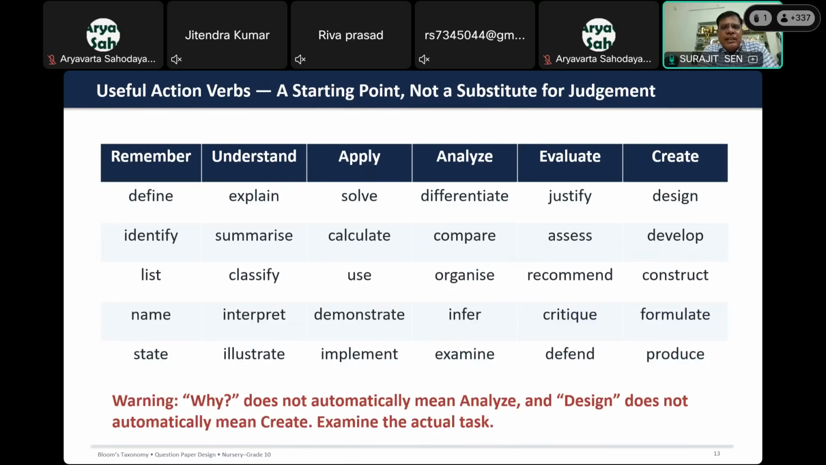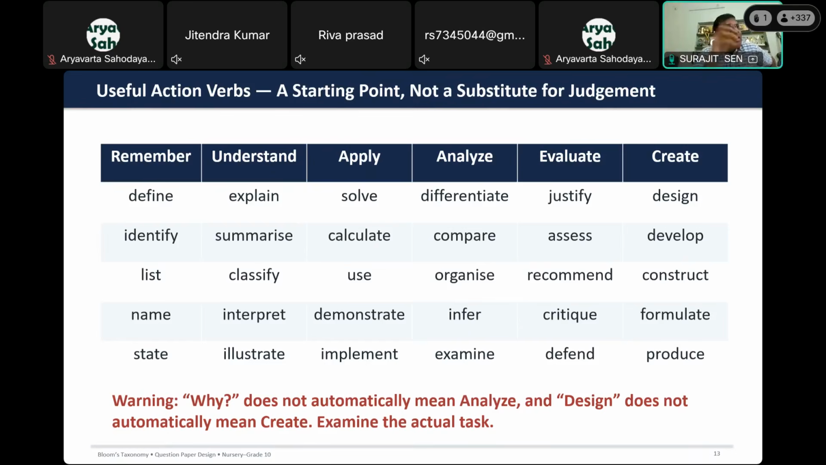Some of the verbs are a starting point, not a substitute. It's just a starting point whenever you start the question. Like remember: if you want to go for the remembering part, you can ask define this, identify this, or make a list of this. If you want to go for understanding, you can ask the student to explain what you have learned about this, or summarize in your own words how you have understood the rivers of North India, or classify the mountains, the old fold mountains and the new fold mountains, or interpret the Second World War in your own words.